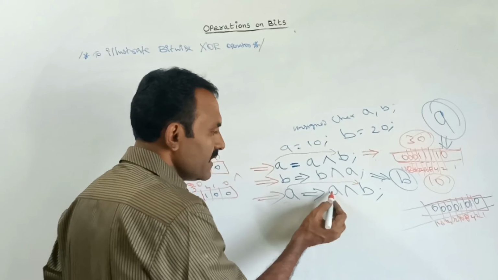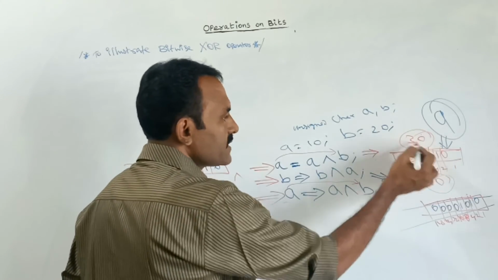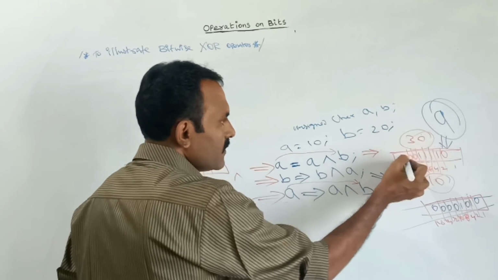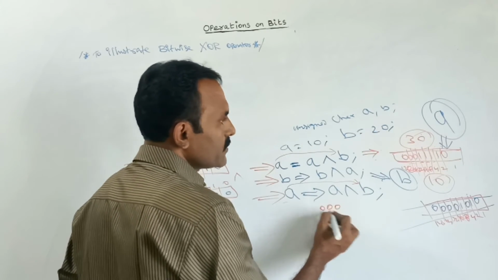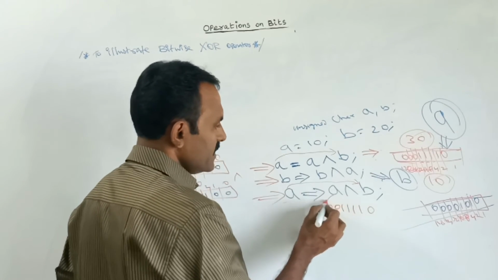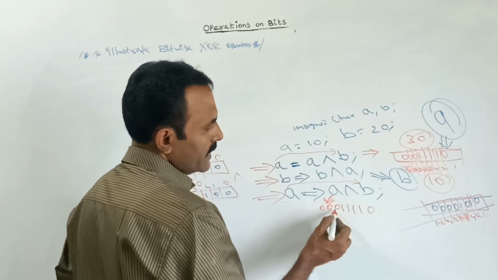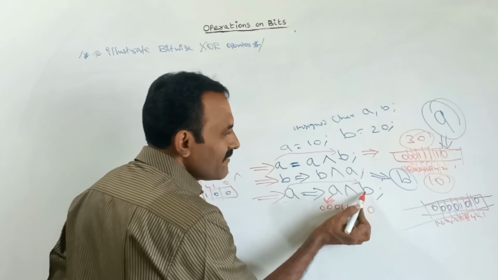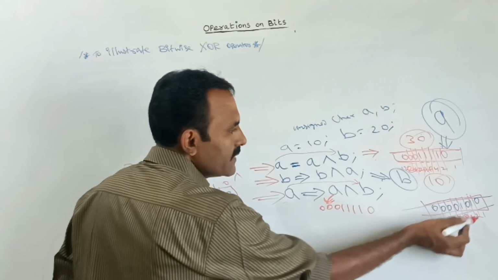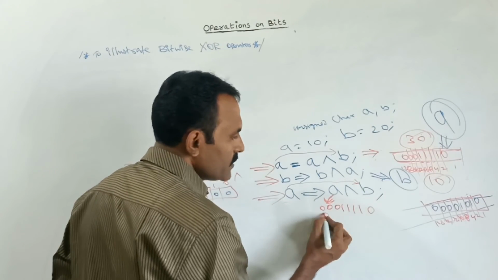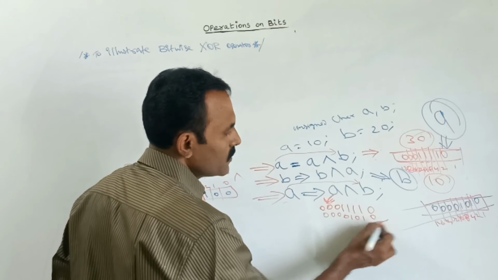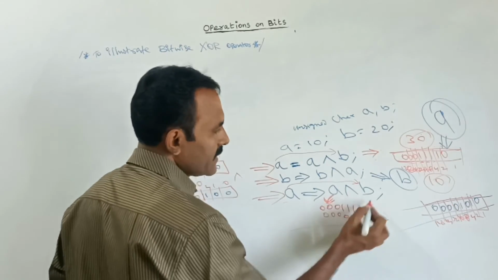Now currently what is the value of A? The A value is 30. That is the current value it will take. 30 means here 0, 0, 0, 1, 1, 1, 1, 0. Now this is the A value. Next, what is the current B value? B is equal to 10, so 0, 0, 0, 0, 1, 0, 1, 0. This is the binary value of 10, that is the B value.